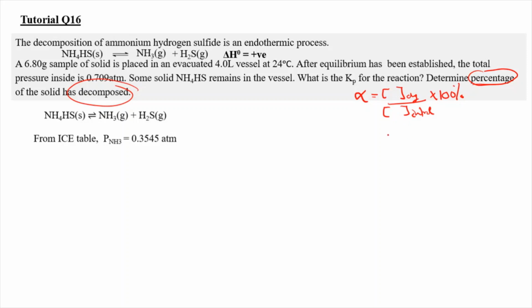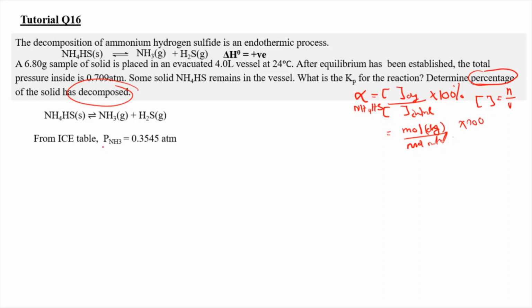Of course, we can also use the mole, which is the change in mole divided by the mole at the initial stage, which refers to NH4HS, because concentration is directly proportional to the number of mole. So we can use either one of these in order to find out the percentage of the solid that has been decomposed. So here is the equation that we have written again.